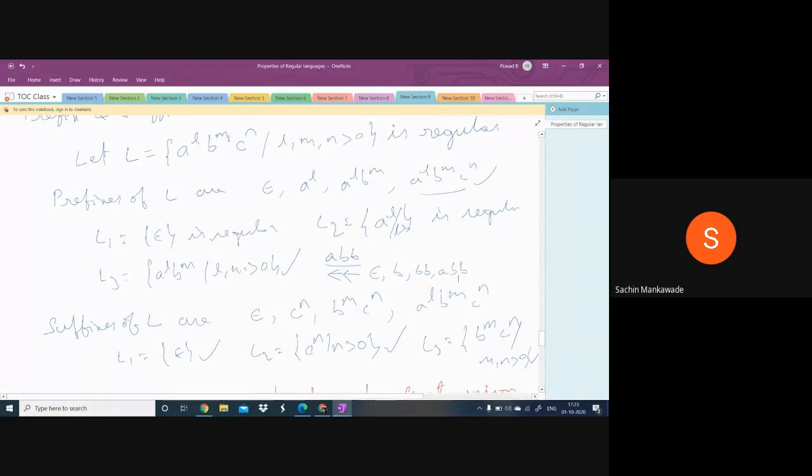Therefore, suffixes for this one: epsilon, c^n, b^m c^n, then a^l, epsilon and c^n, b^m c^n, a^l b^m c^n. And all these are regular. We have seen how to decide whether this is regular or not. If a language L is regular, then its prefix and suffix are also regular.